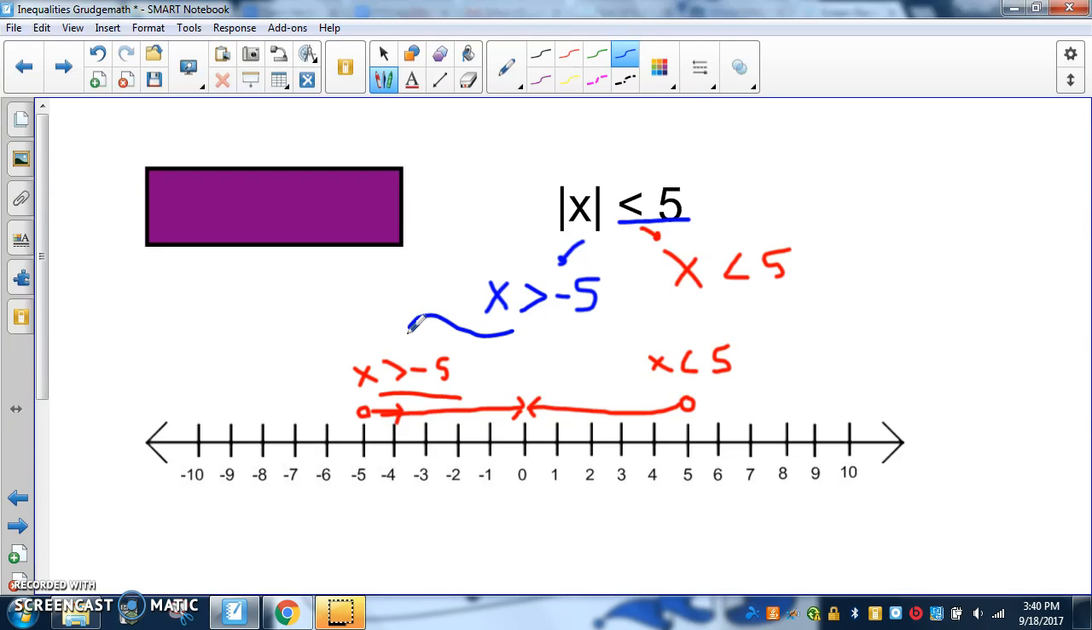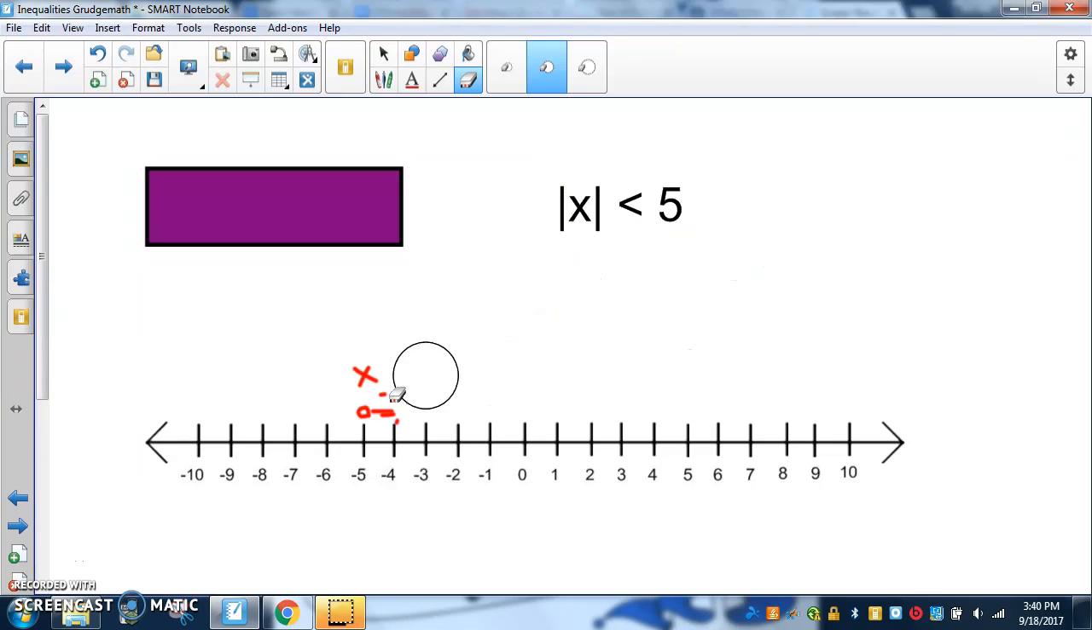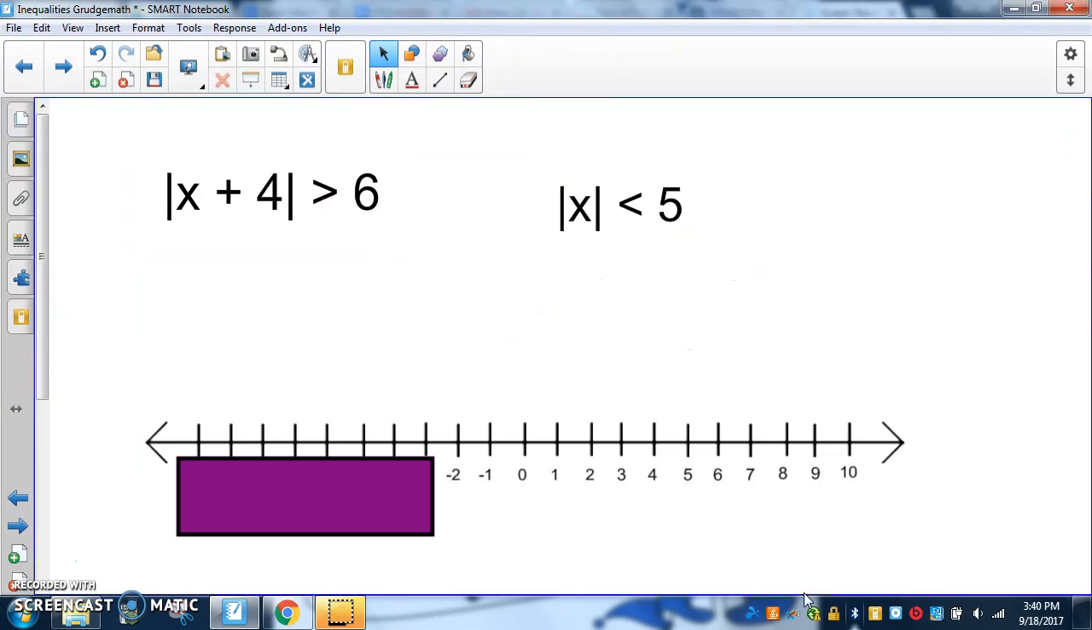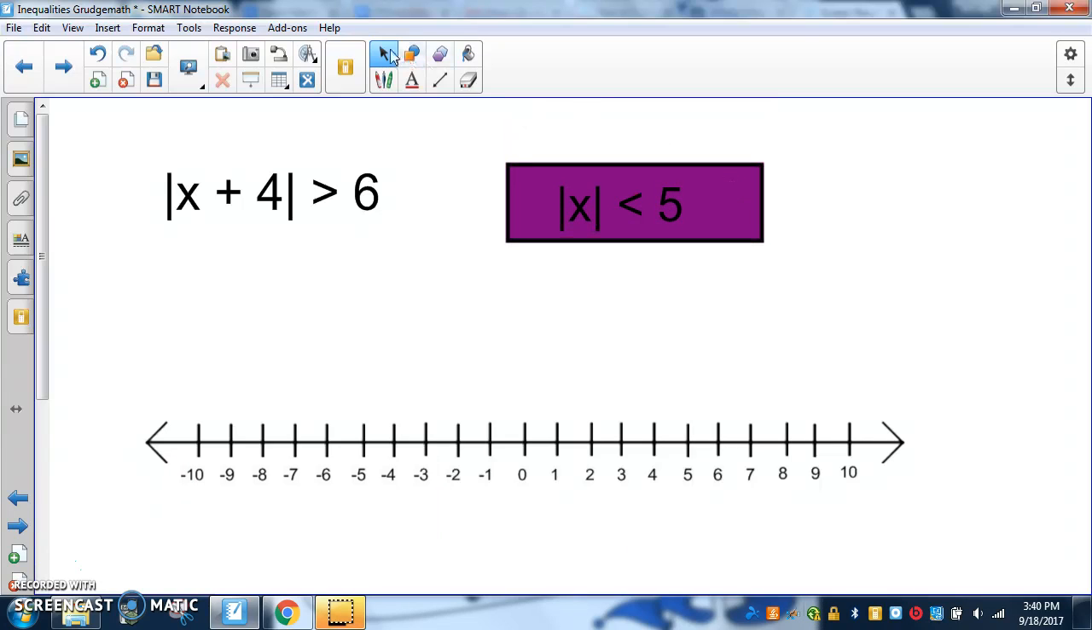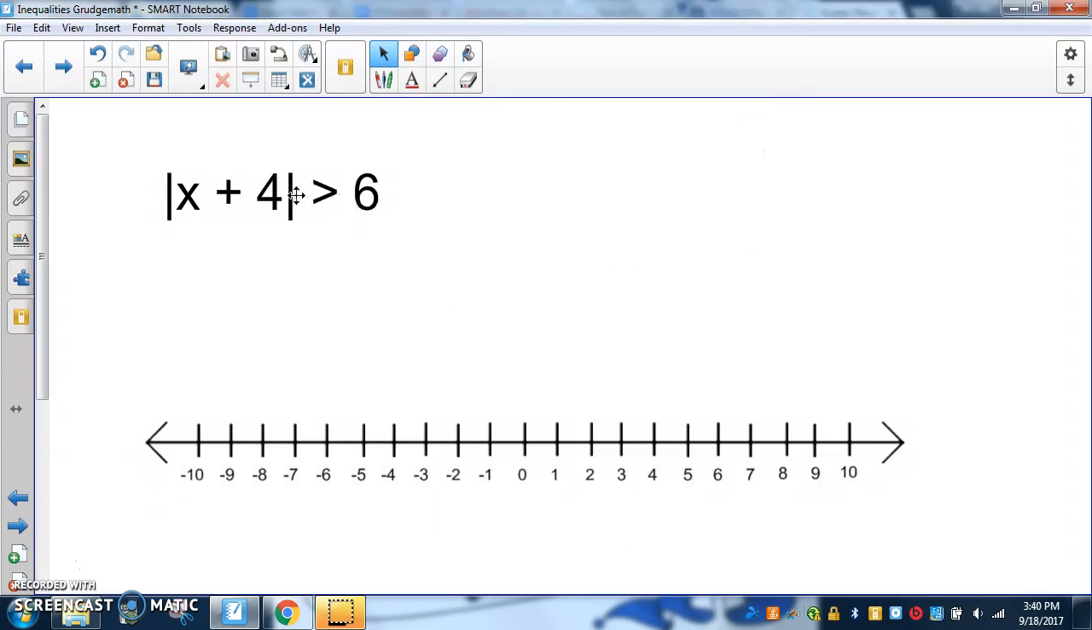And notice that does work. I do get exactly what I got the long way, which was testing either side of negative 5 to see what would actually work after I took the absolute value. And this will work for all inequalities, even ones that are complicated. So let me give you an example of one that is a little more complicated in hopes that this makes a little more sense. Let's say that I had the absolute value of x plus 4 greater than 6.